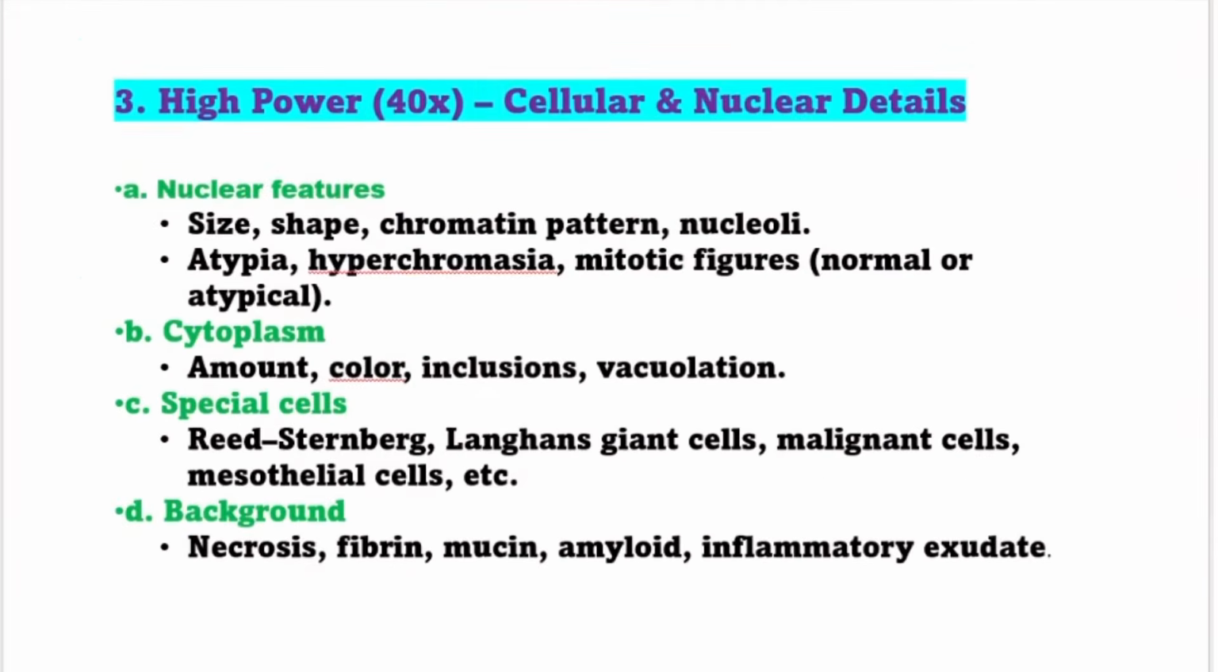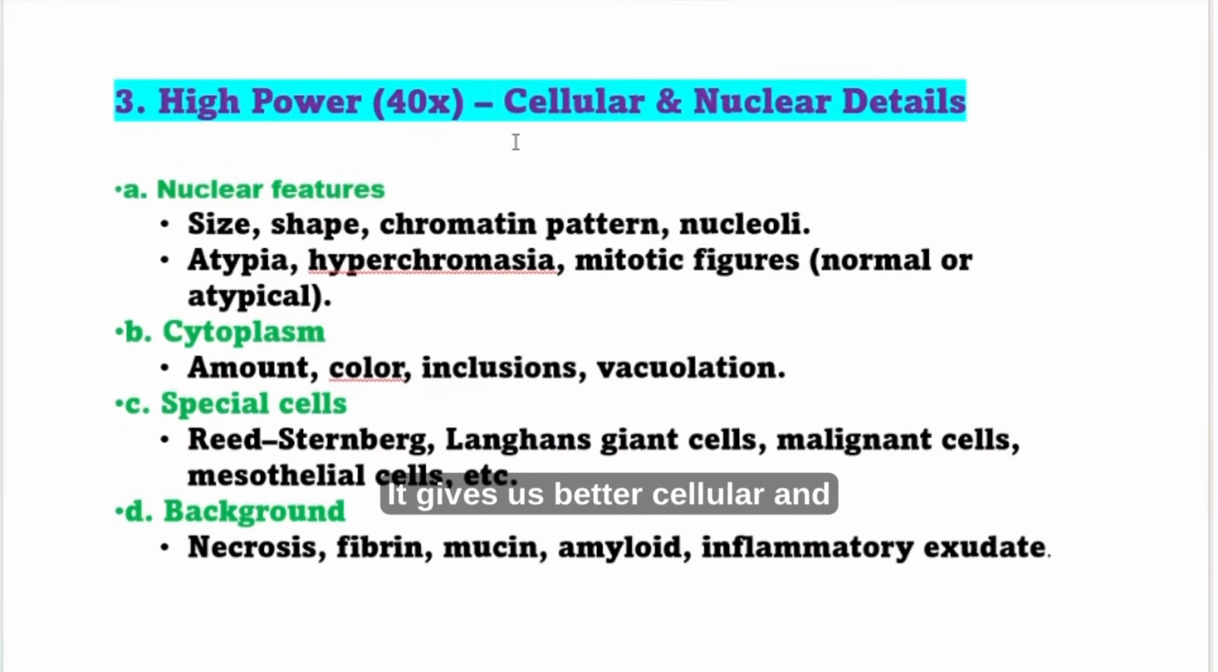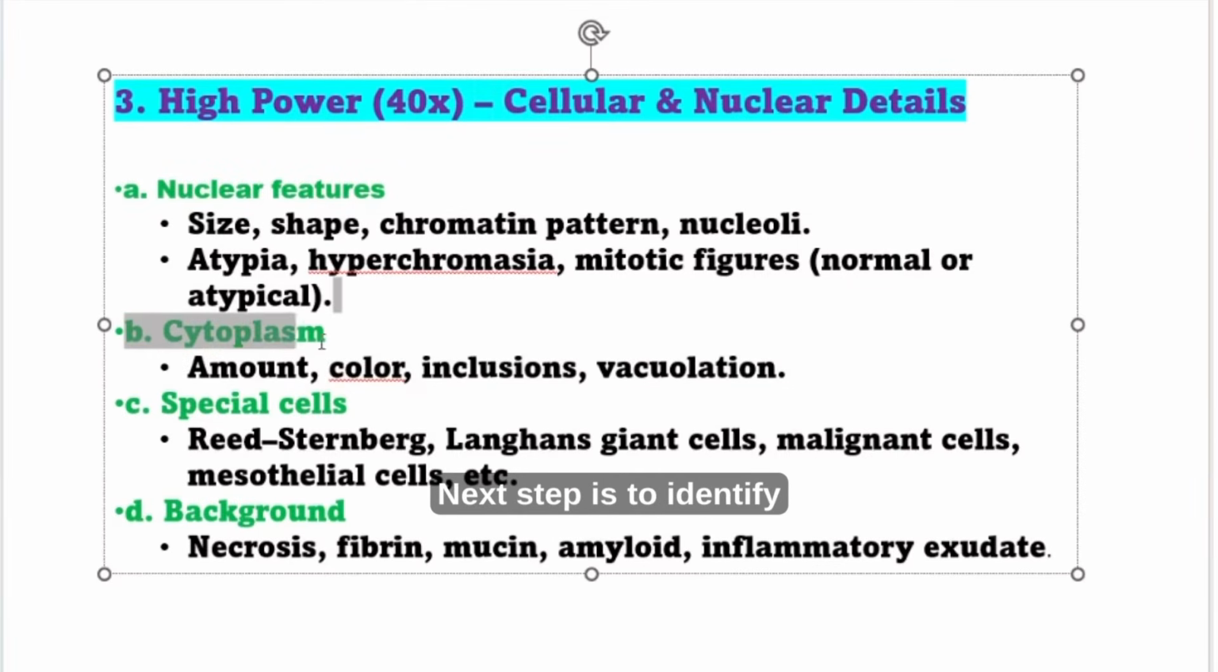Then the high power view, which is 40x. It gives us better cellular and nuclear details. Nuclear features include size, shape, chromatin pattern, nucleoli, atypia, hyperchromasia, and mitotic figures, whether they are normal or atypical.